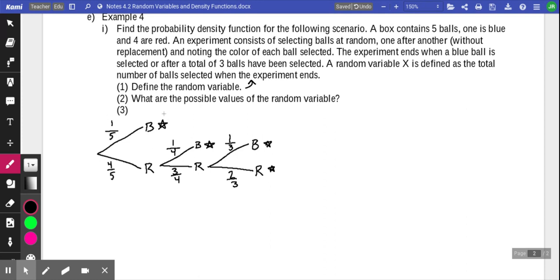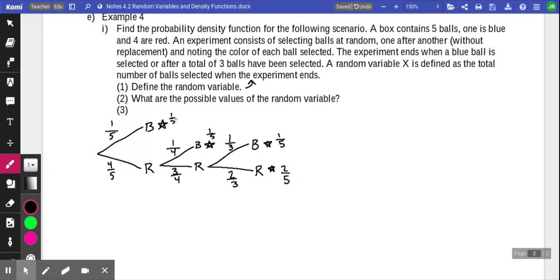So this one's easy. This one's just going to be 1/5. What's the probability of ending the experiment by getting red followed by blue? Well, that's 4/5 times 1/4, which is also going to give me 1/5. What's the probability of ending the experiment by going red, red, then blue? Well, I need to multiply 4/5 times 3/4 times 1/3, and then simplify all of that. After I simplify, it also simplifies to 1/5. Then 4/5 times 3/4 times 2/3, multiplying all those together, simplifies to 2/5.